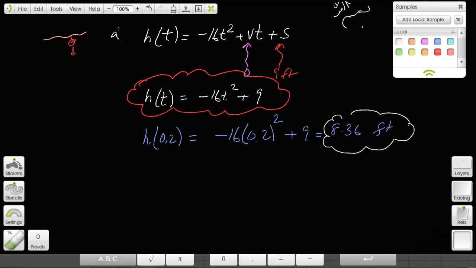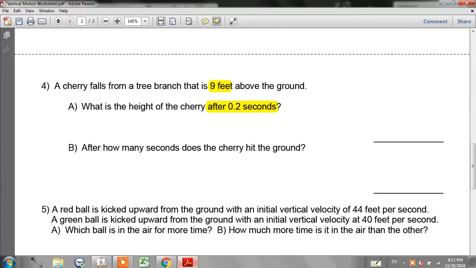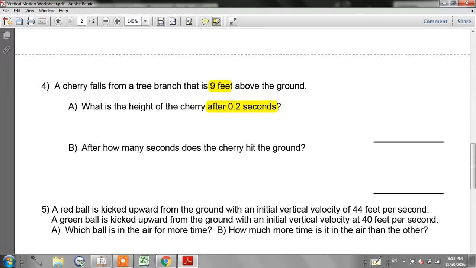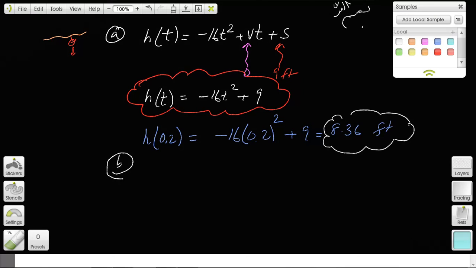This question has two parts. Okay, we got that. So it's going to be that. After how many seconds does the cherry hit the ground? So how long does it take for the cherry to hit the ground? How do we do this one? This should be familiar enough.